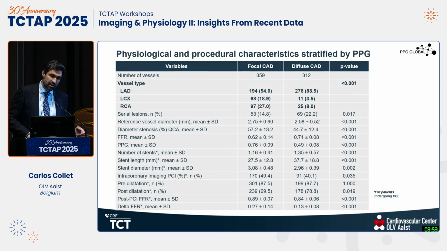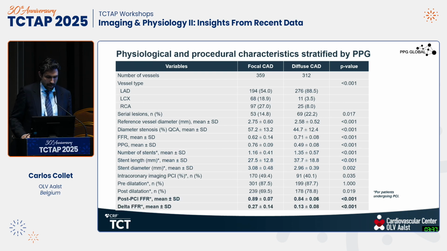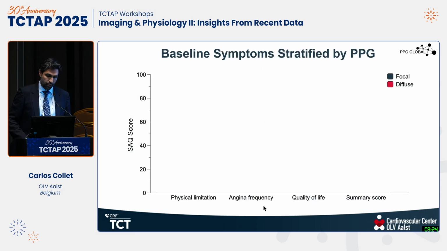Diffuse disease is more prevalent in the LAD. And you see here as well that when you do PCI, the patients with low PPG, or diffuse pressure losses, of course receive more stents, longer stents, and smaller stents, which makes sense. We already reported that the post-PCI FFR was higher when you treat focal disease, and the delta FFR was more than double in cases with focal disease compared to diffuse disease.